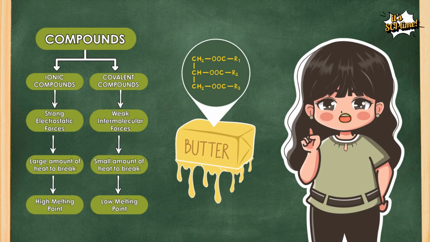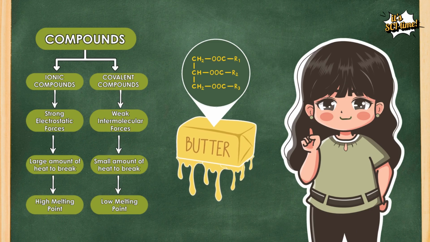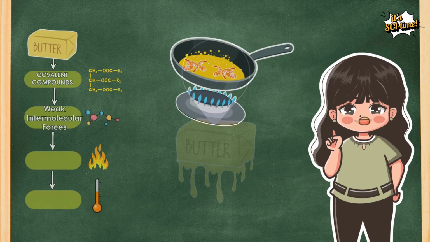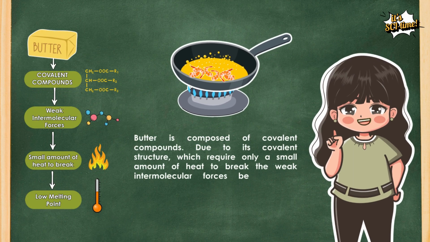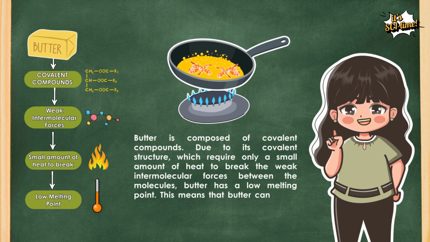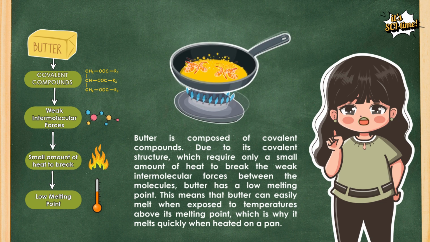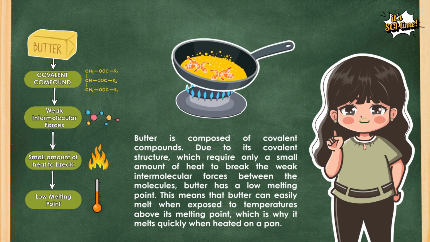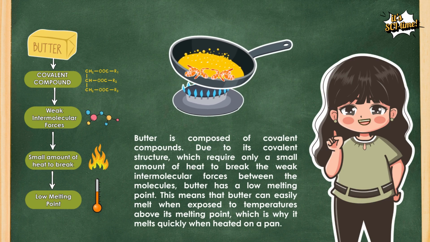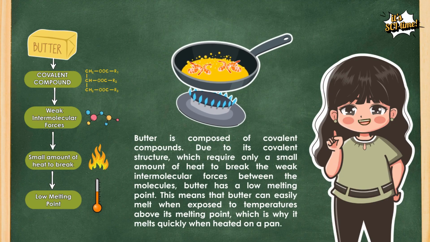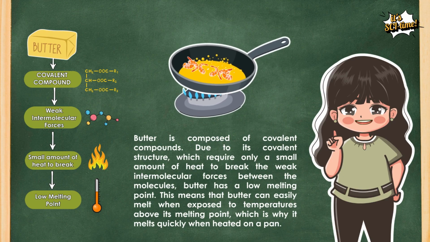Based on what you have read and heard, what can you conclude about the composition of butter and why it melts so quickly? Butter is composed of covalent compounds due to its covalent structure, which require only a small amount of heat to break the weak intermolecular forces between the molecules. Butter has a low melting point. This means that butter can easily melt when exposed to temperatures above its melting point, which is why it melts quickly when heated on a pan.